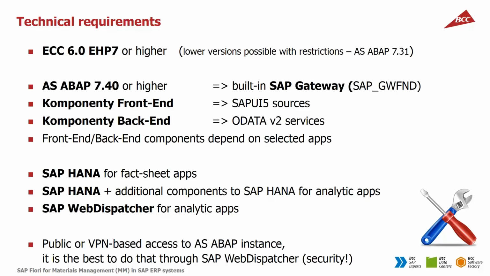In addition, if you want to implement some SAP Fiori apps, then you need to look at front-end and back-end components. Front-end components are SAPUI5 sources. Back-end components are OData V2 services. So when you select some set of SAP Fiori apps, then you need to install these components additionally. In order to use fact sheet apps, as I mentioned before, you need to have an SAP HANA database instance. If you want to use analytic apps, then you need to have SAP HANA database, and you must install some additional components to the SAP HANA database.